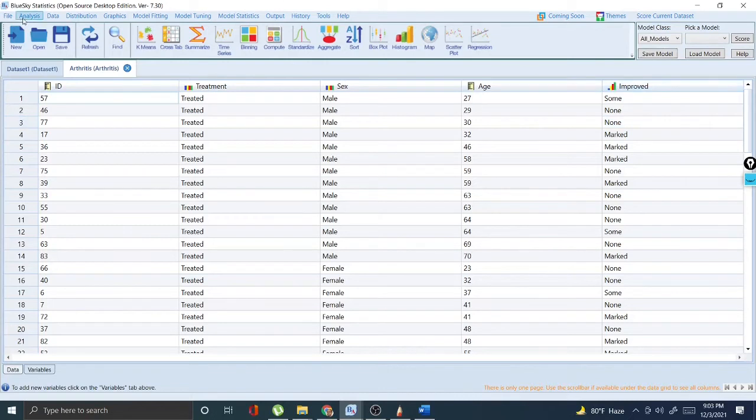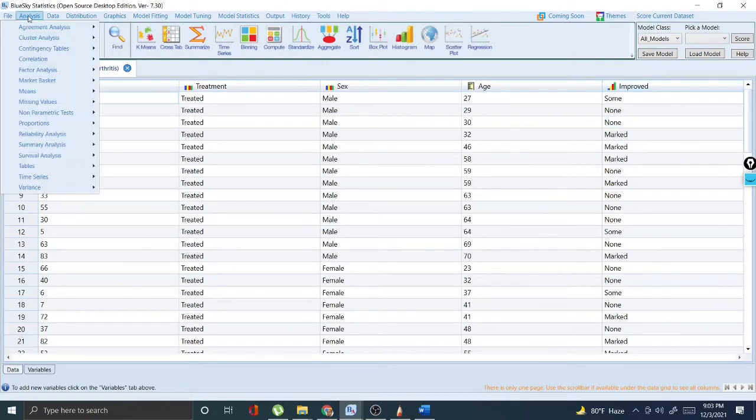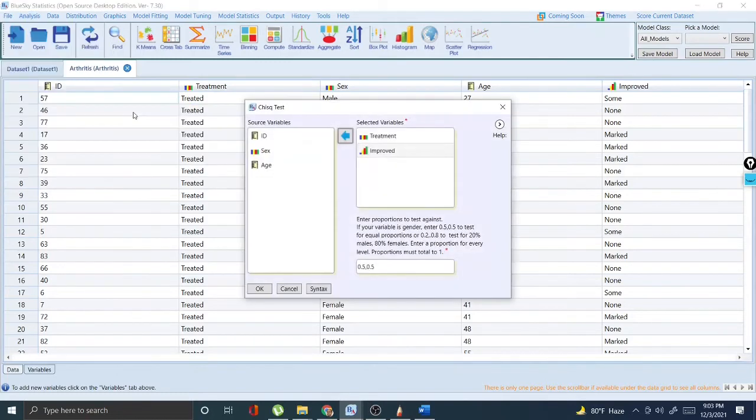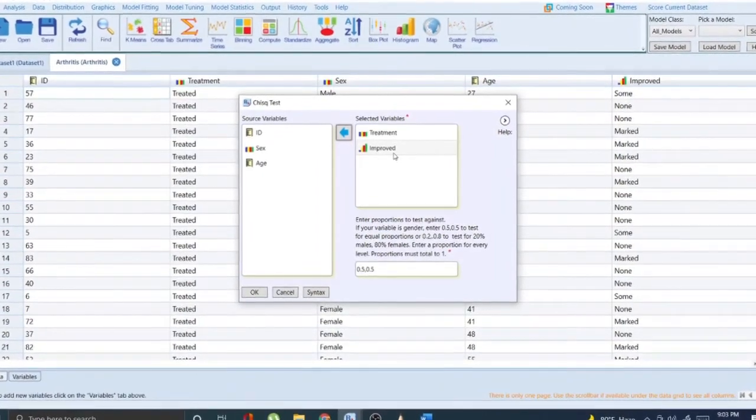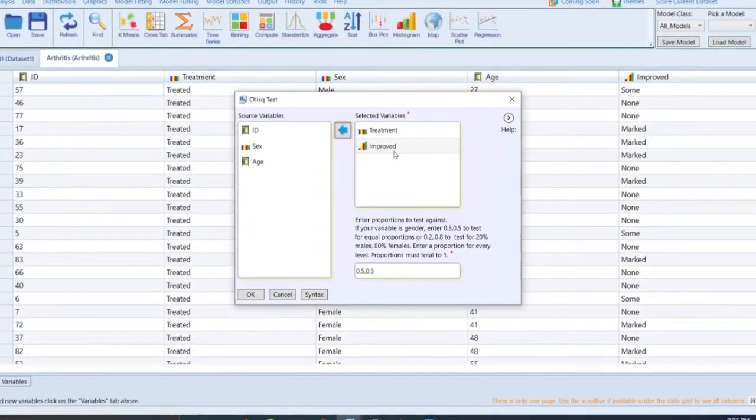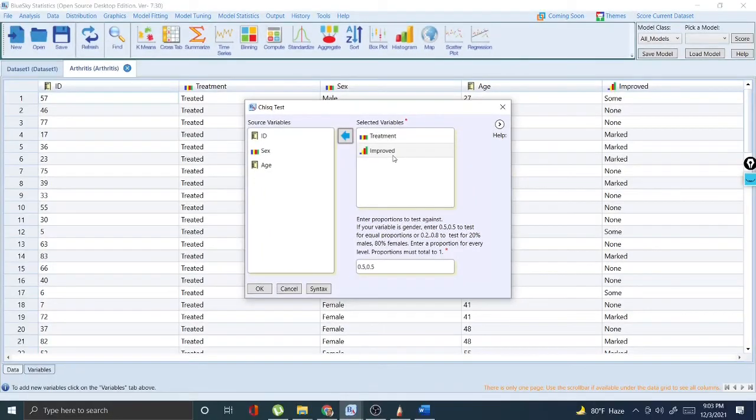So let's do the chi-square test using Blue Sky Statistics. Go to Analyze and you will see this is a non-parametric test, chi-square test. Click this one and you will see I have chosen treatment and improvement. I would like to see whether treatment and improved, these two variables, have any association. One important point here is that you need to give a proportion. If you are using a variable like gender, enter 50-50 to test equal proportion, or 20% 80% to test for 20% male and 80% female.